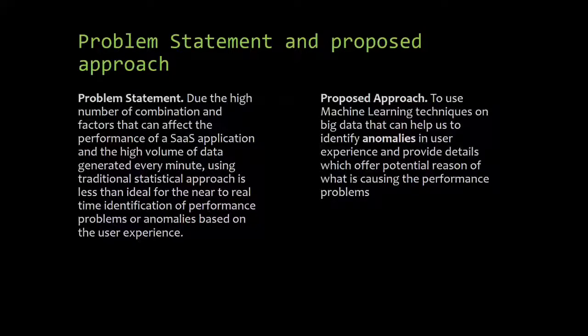Summarizing the problem and what is proposed. Problem statement: due to the high number of combinations of factors that can affect the performance of a SaaS application and the high volume of data generated every minute, the use of traditional statistical approaches is less than ideal for near real-time identification of performance problems or anomalies based on user experience. Proposed approach: to use machine learning techniques on big data that can help us to identify anomalies in user experience and provide detail which offers potential reasons of what is causing the performance problems.